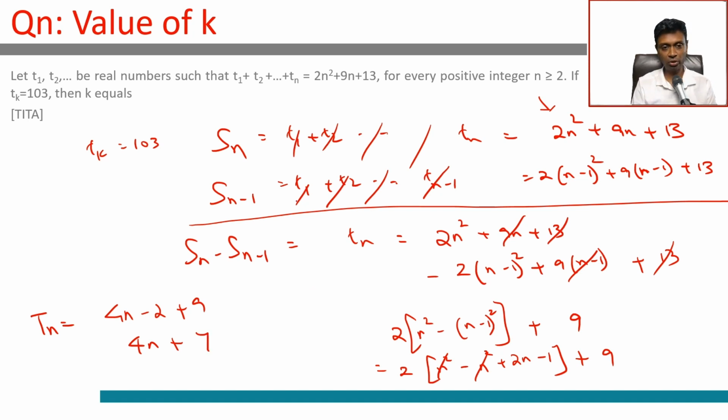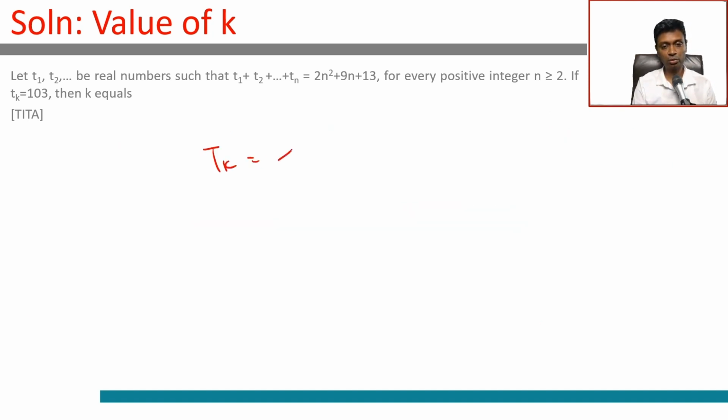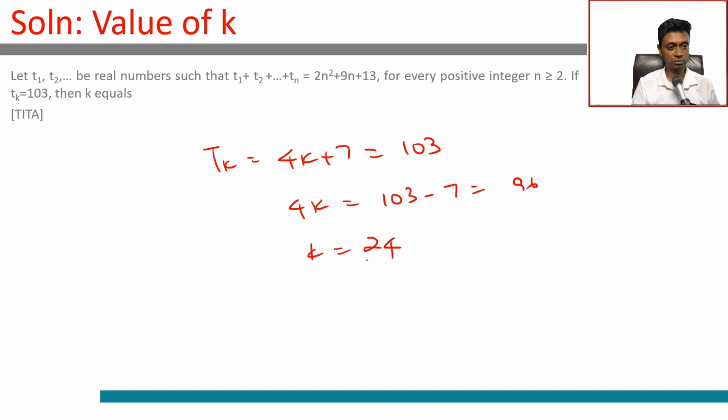Tk equals 103. Tk should be 4k plus 7. That is equal to 103. Or 4k is 103 minus 7, which is 96. K is 24. The 24th term is 103. K equals 24.